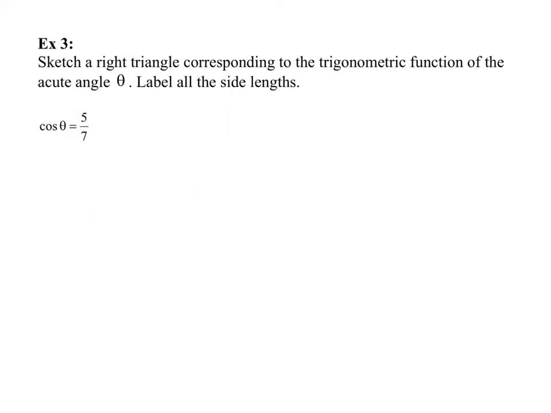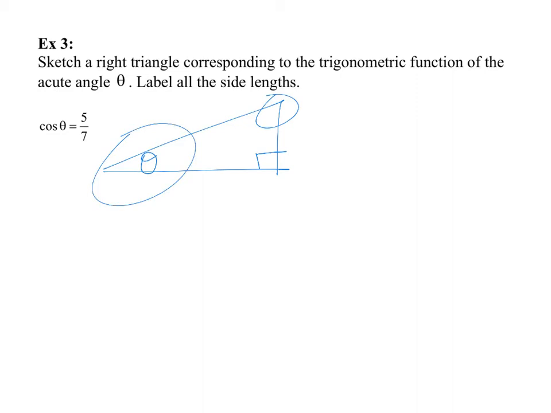All right, sketch a right triangle corresponding to the trig function of the acute angle theta. Label all the side lengths. Okay, so we have cosine theta equals 5 over 7. All right, so I'm going to have to draw a triangle, just a general sketch. That's my theta. Your theta is never your right angle, okay? It's always one of these two angles. All right, and across from it is my opposite. Then I have my adjacent here, which is 5, because this is adjacent over hypotenuse. That's 7.